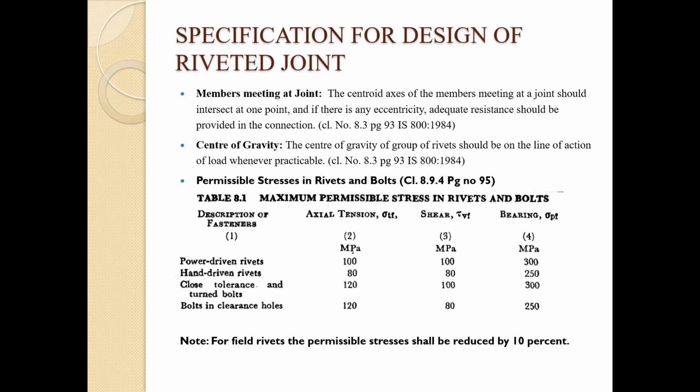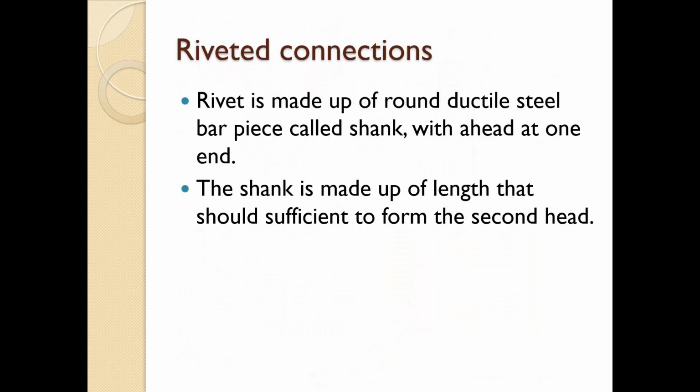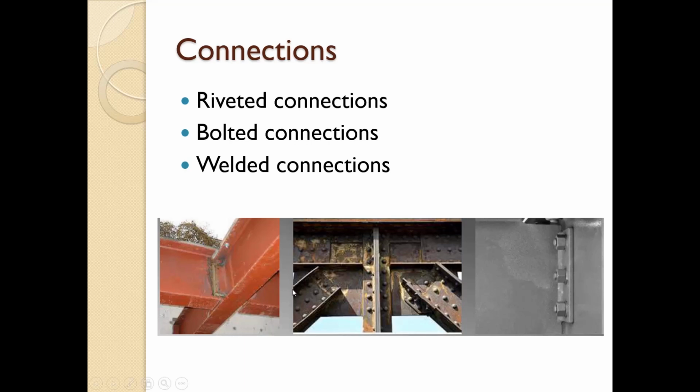The first, members meeting at a joint. The centroid axis of a member meeting at a joint should intersect at one point, and if there is any eccentricity, adequate resistance should be provided in the connection. So, as here you can see in this picture, all the forces are meeting at one point. So, this should be maintained.